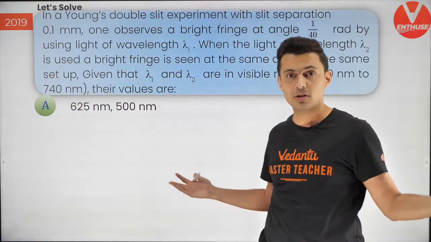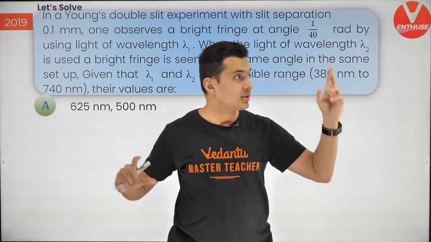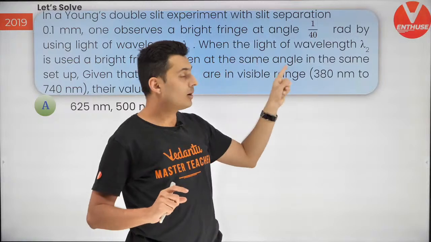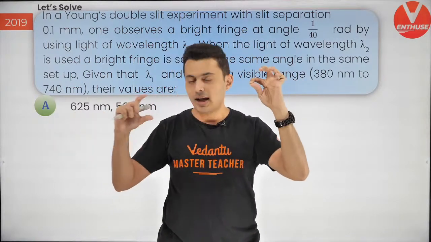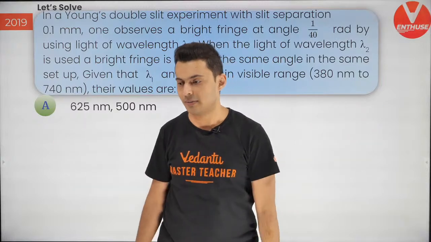Understood how this question had to be solved? The whole idea was that at that same point, because the angle is the same, you are going to have the same path difference but for different wavelengths. That's the whole idea. Cool.